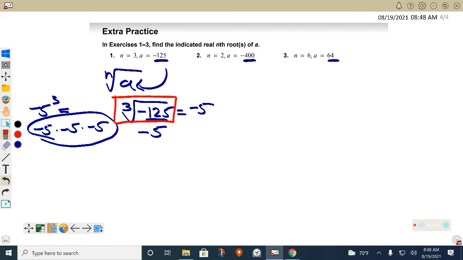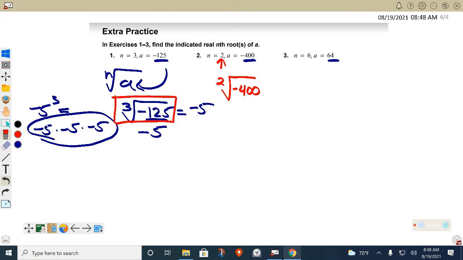So here, it says undefined. Uh-oh. So this is the second root, which is a square root, right? So we're going to take the square root then, that's your n, the square root of negative 400. The square root of negative 400. So let's go to our calculator.